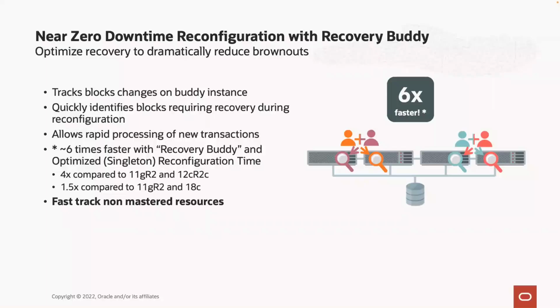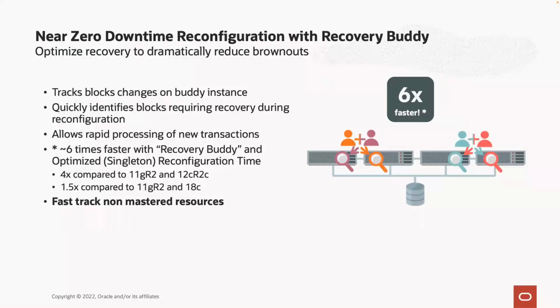One of the features that I've talked about multiple times, but I cannot talk enough about, is what we call near zero downtime reconfiguration with Recovery Buddy. Like in life, Oracle RAC also uses what we call the buddy mechanism. So essentially, what happens is in an Oracle RAC cluster, the buddy tracks all the block changes to the instance. So every instance has a buddy that is designated to that instance. And this helps us quickly identify blocks that require recovery during a reconfiguration.